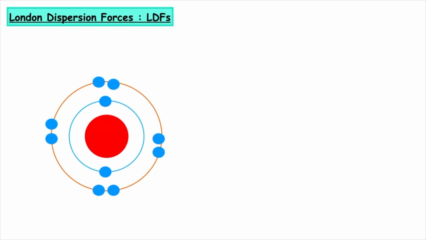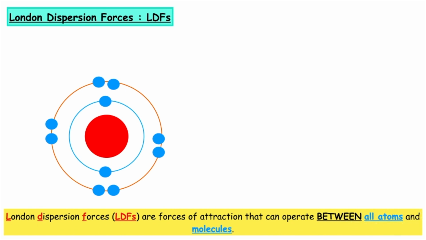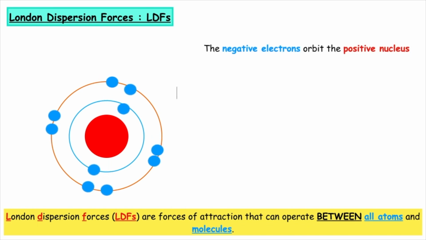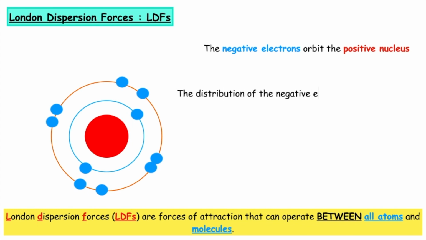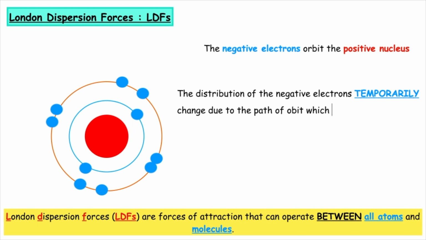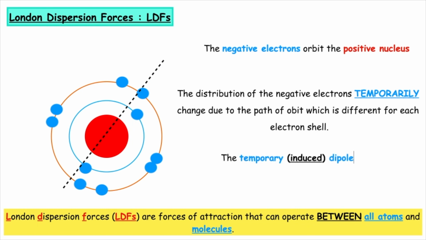So what actually are London dispersion forces? Well, these are the forces which can be found between atoms. They're known as intermolecular forces. The negative electrons orbit the positive nucleus, and the distribution of the negative electrons temporarily changes due to the path of orbit, which is different for each electron shell. These temporary induced dipoles are created. So London dispersion forces are forces of attraction that can operate between all atoms and molecules.